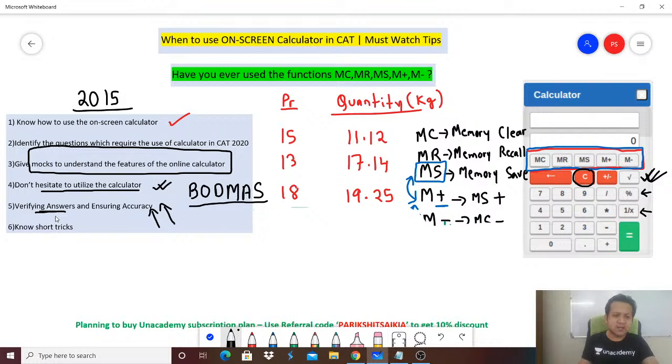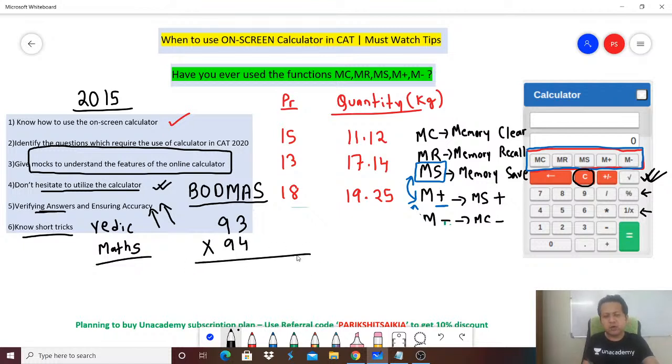And the next is short tricks. You should know Vedic maths tricks. There are a lot of speed maths calculations. An example could be, let's say, 93 into 94. Do not just multiply these numbers. If you know a bit of Vedic maths, it's just a two-step process.